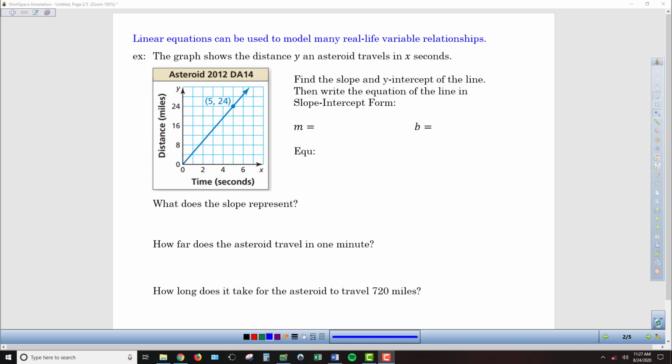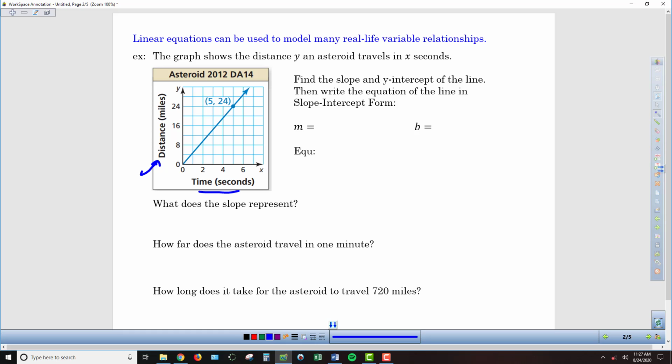In this case, it says the graph shows the distance y that an asteroid travels in a period of x seconds. So the x-axis is keeping track of the time, and the y-axis is keeping track of the distance. So we're going to do the same thing. Y-intercept, I'll start there just because that's the easy thing to identify.